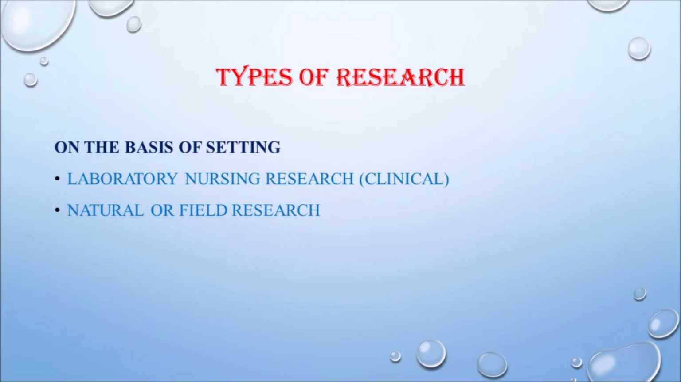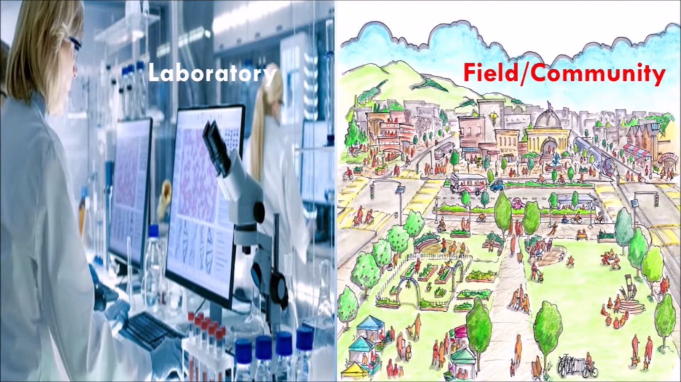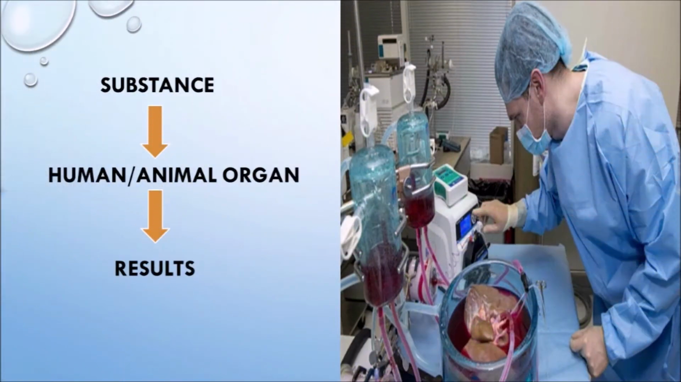First, the type of research drawn on the basis of setting. Here, we find two kinds of research. The first one is laboratory research, also called clinical research, and the second one is natural research, also called field research. Laboratory research. In such kind of research, the study will be conducted in a laboratory.